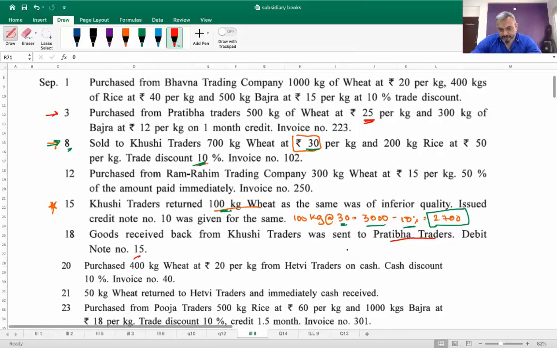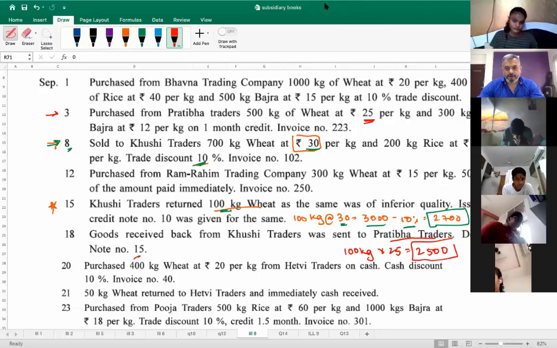So here let's calculate over here itself. 100 kg into 25 is the rate, so 2500. No trade discount, nothing. So directly 2,500. All of you understood this?